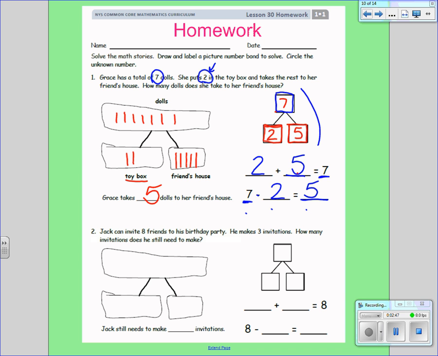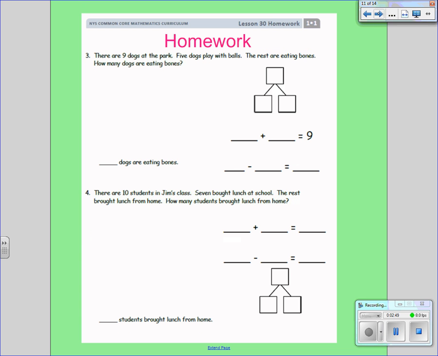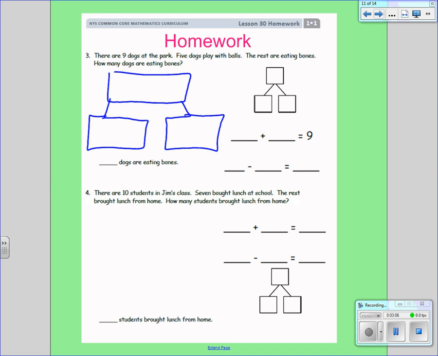Number 2 goes the exact same way. When you flip it over on the back, you notice that there the picture bond is missing. So what I told the students to automatically do right away is draw that number bond. Even before reading the story, I want them to get that picture bond drawn out. Now we can read the story.